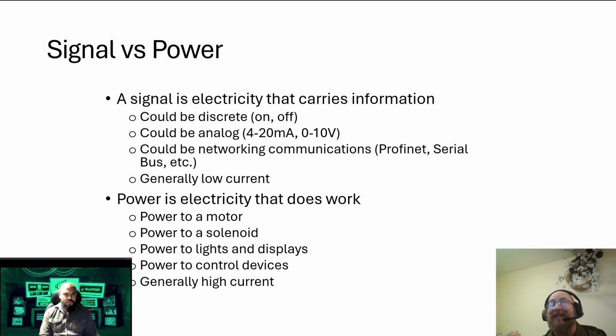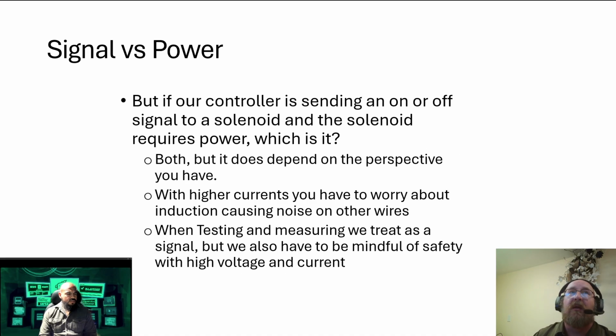Power is electricity that does work. So this is power to a motor, power to a solenoid, power to lights and displays, power to control devices, and these are generally high current. But there is low current power as well. Some of this we've gone over in IMO, so it's also a refresher for you guys, but we really are starting to apply this as we build up a system. So we want to make sure we get everybody on the same page.